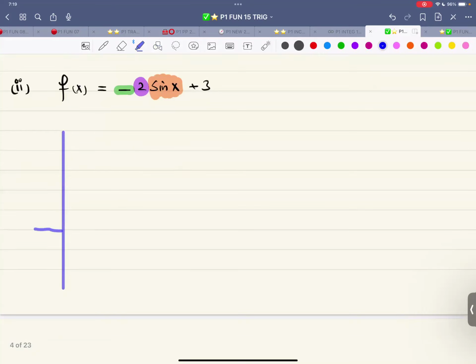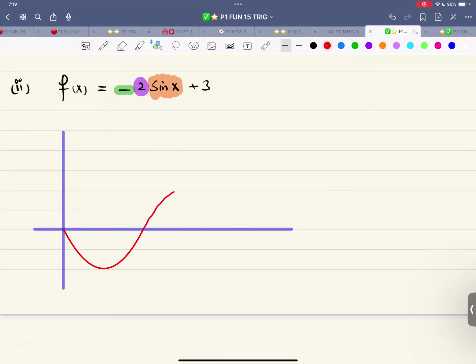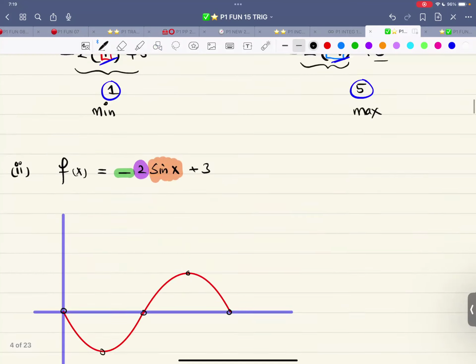So this is right over here, -2 sin x. So I'm drawing it in red color. So this is one thing. And this is the other thing. So these two make up one cycle. Let me just draw it a bit bigger. Okay, that is perfect. So there are 5 major points: 1, 2, 3, 4, and 5.